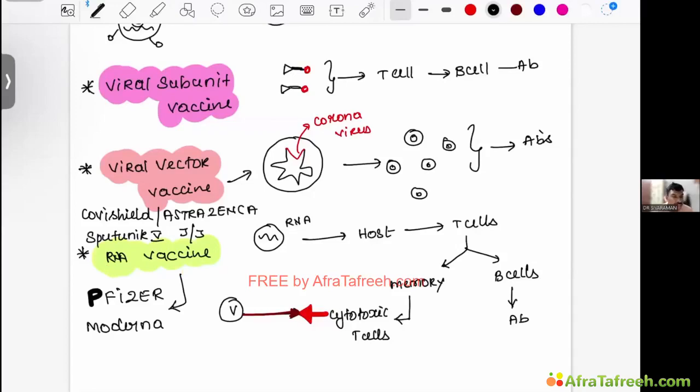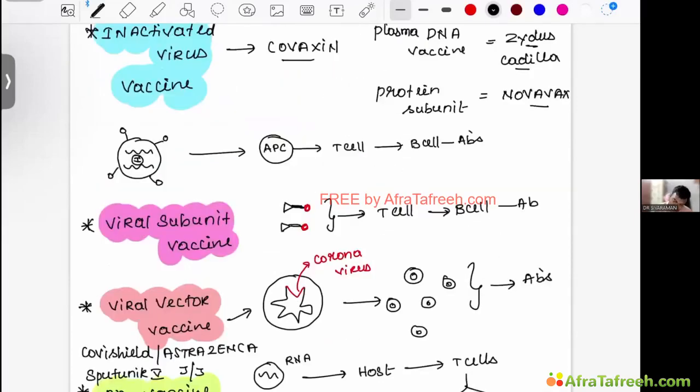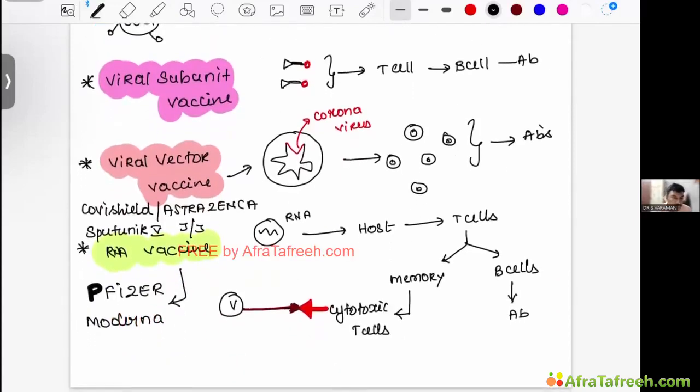Identify the wrong match regarding the following COVID-19 vaccines. Pfizer, mRNA based vaccine. Covaxin, inactivated vaccine. Moderna, recombinant DNA vaccine. AstraZeneca, non-replicating viral vector vaccine. Protein subunit vaccine. What should be the answer? It should be D, Moderna. Moderna is an RNA vaccine, right? I told you, recombinant DNA vaccine.